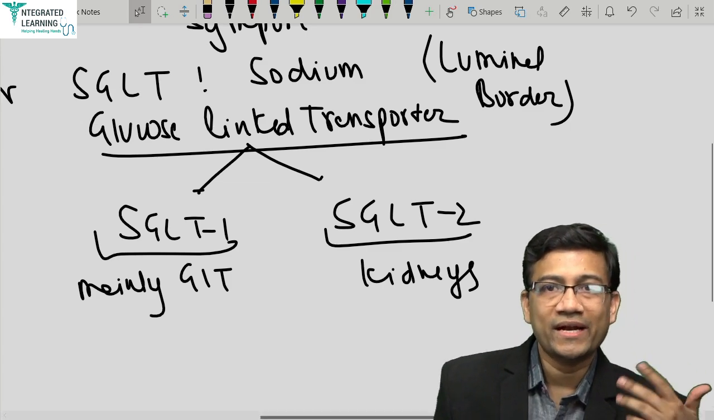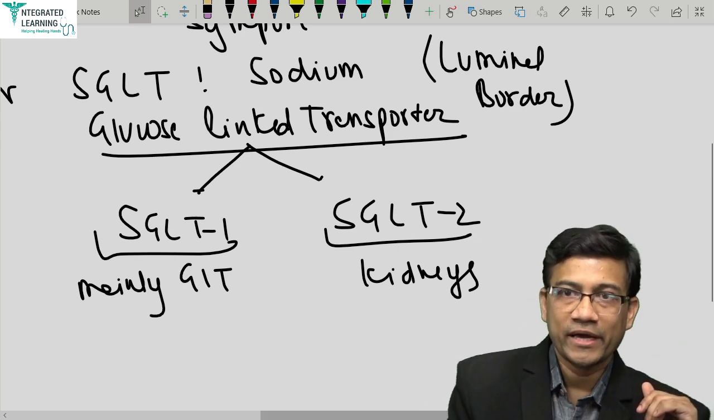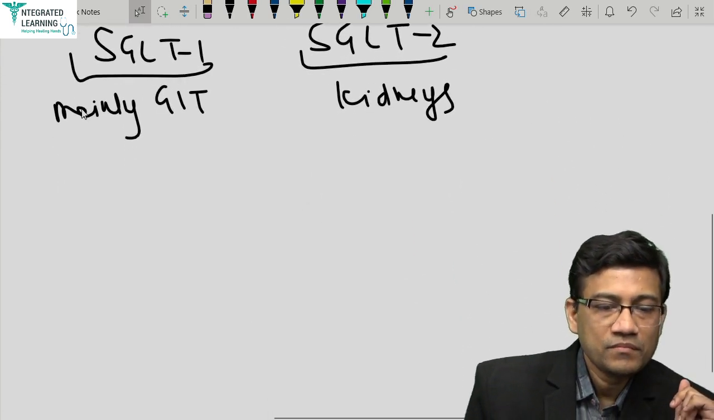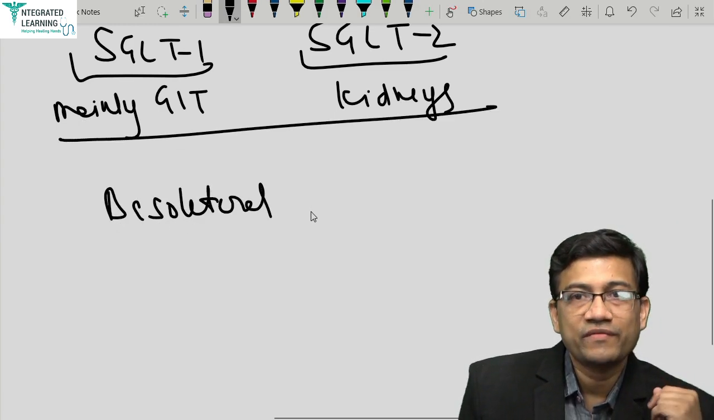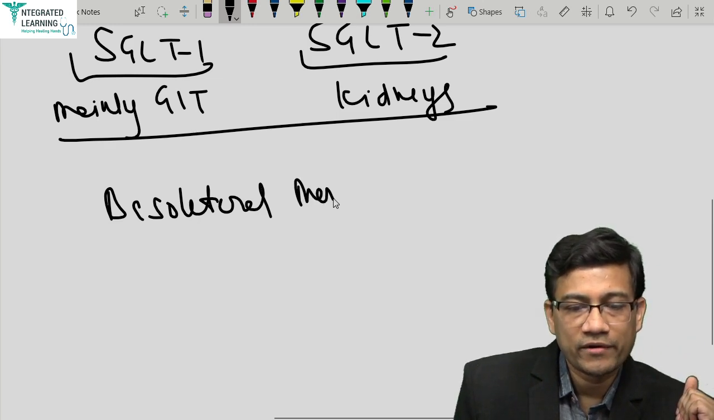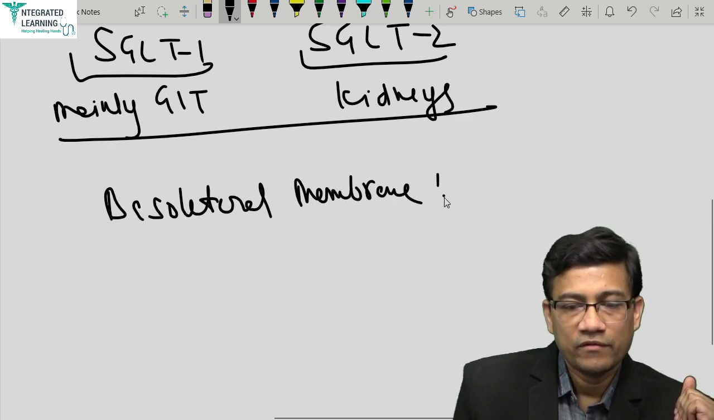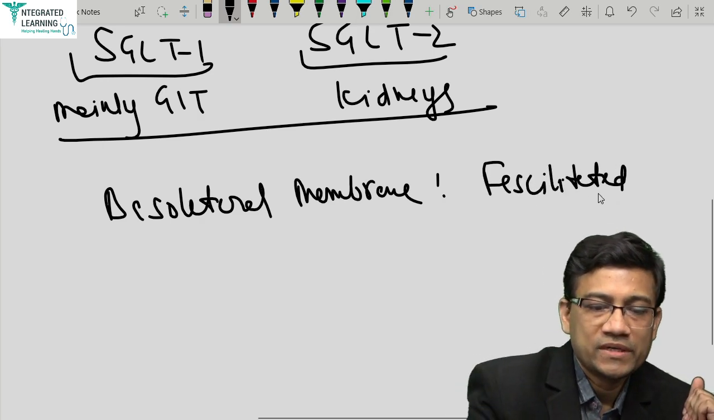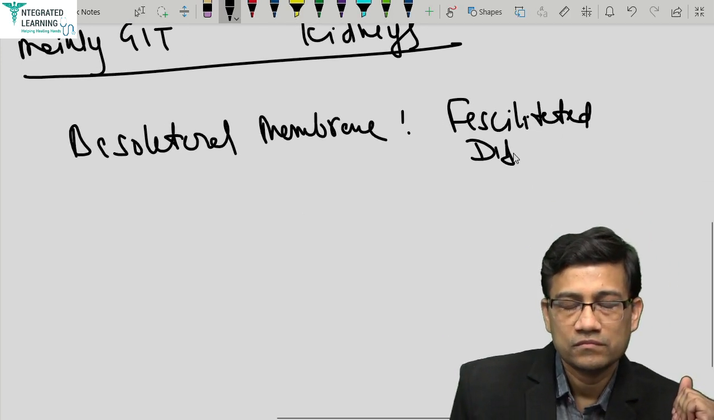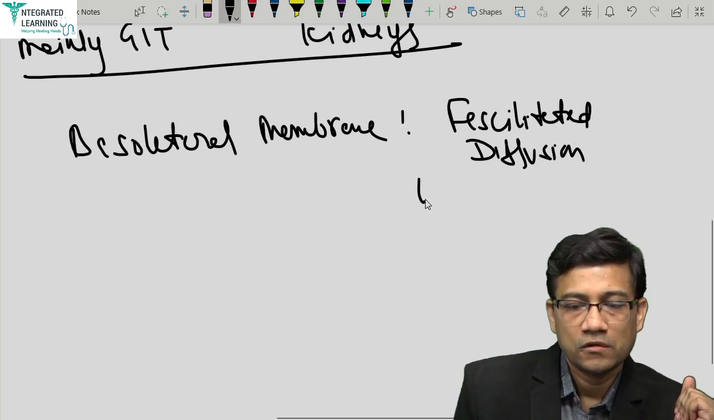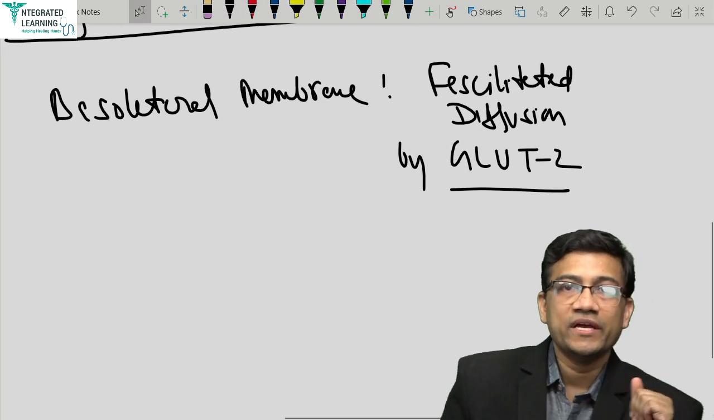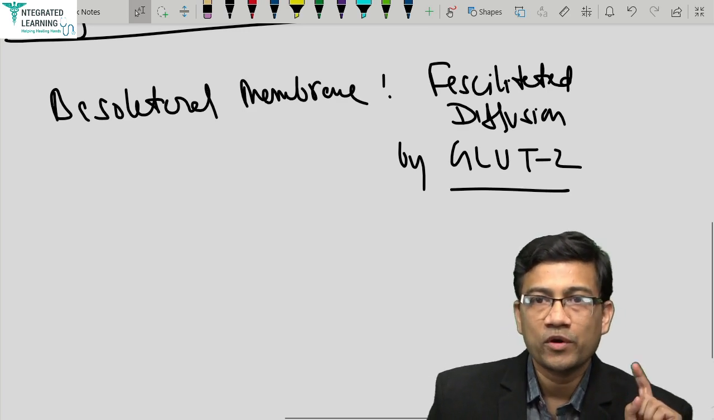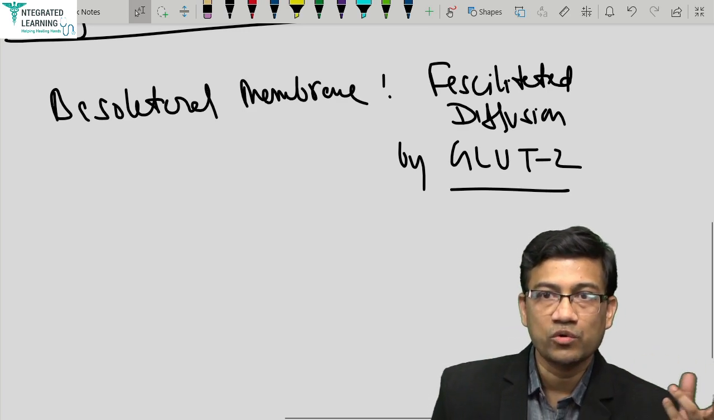Okay, what is there at the basolateral membrane? That is what I am going to explain. Okay, see, at basolateral we have GLUT2, which is facilitated diffusion. So at the basolateral membrane we have facilitated diffusion by GLUT2. GLUT2 was discussed very well in general physio also, and also in the topic of insulin, where I discussed all the GLUT 1, 2, 3, 4.